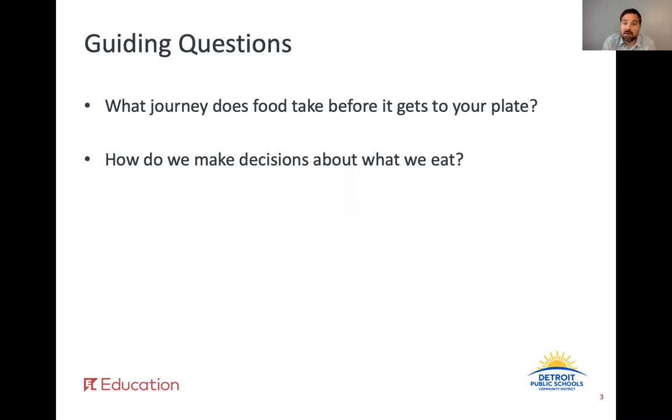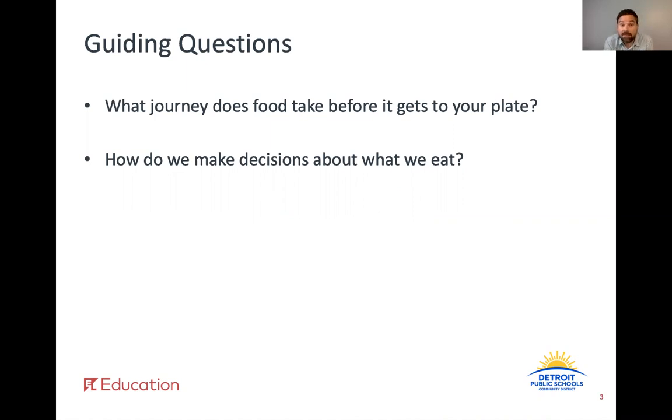Let's start with our same guiding questions that we've been going over. What journey does food take before it gets to your plate? How do we make decisions about what we eat? Think about the article that was read in lesson 34, and think about how these questions might apply to this article.